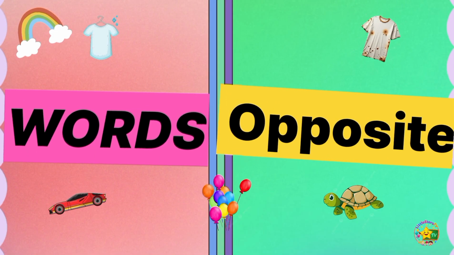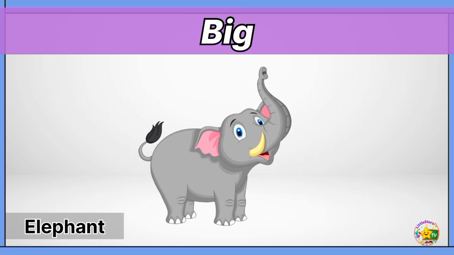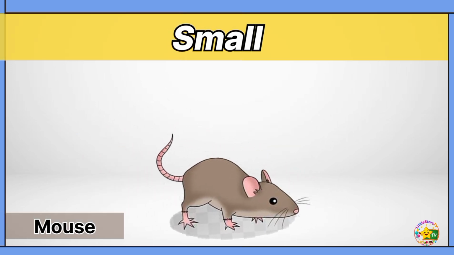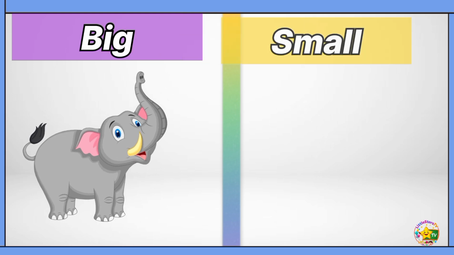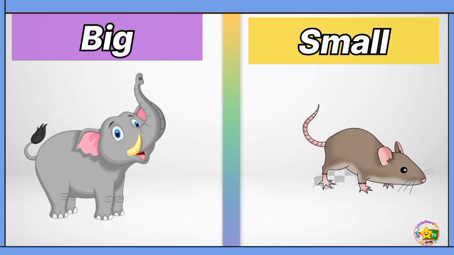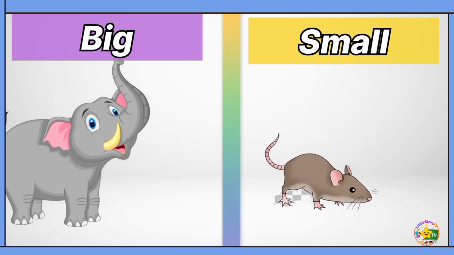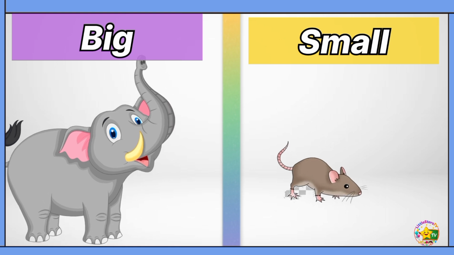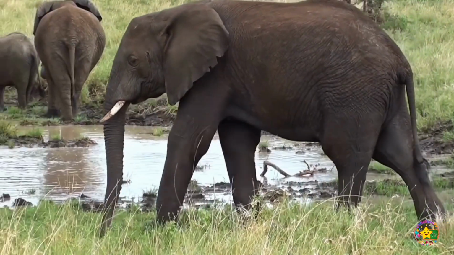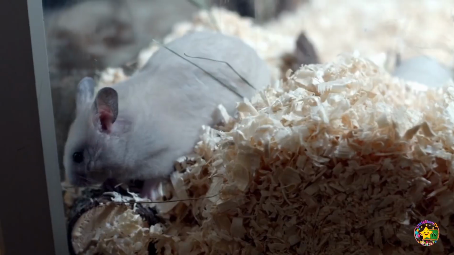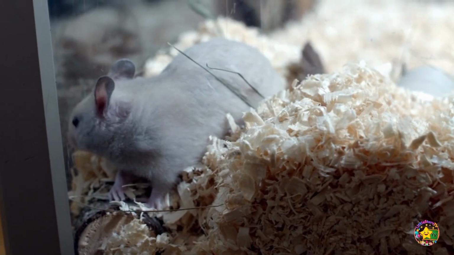Opposite words and their opposites. Big elephant, small mouse. This is big, big, big. This is small, small, small. Look, this is a big elephant. And this is a small mouse.